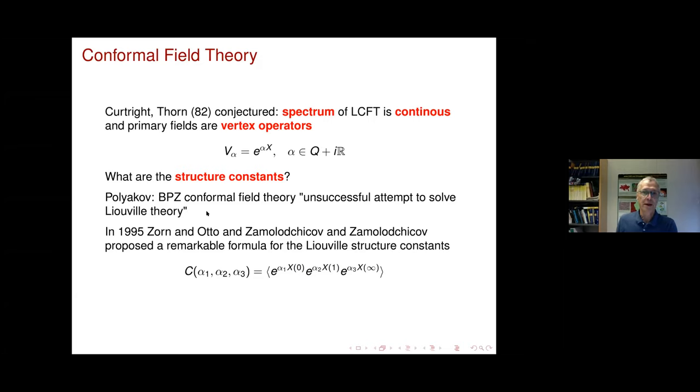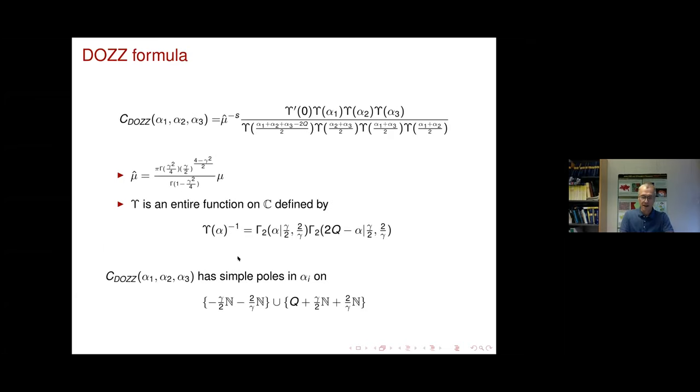Anyway, they didn't find them, but the structure constants were found, as I said, by these people here. And they found a remarkable formula for them. And I just flash you the formula so that you see that there is a formula. So it depends on the parameter mu. I said that everything is scaling, so it's some power of mu. It depends on gamma and on the alphas. And it's given in terms of a special function, which is nowadays called the Zamolodchikov upsilon function. It's related to double gamma functions, if you know what they are.